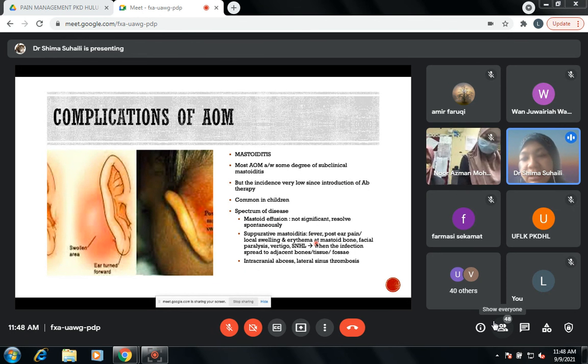Usually, they present with high-grade fever, post-auricular pain, with local swelling and erythema. Here, hot and red. Very bad. Some of them can present with facial paralysis, vertigo, and also profound hearing loss. This happens because the infection spreads to the adjacent bones, tissue, and foci. And lastly, mastoiditis can be complicated with intracranial abscess and also lateral sinus thrombosis. So this is a red flag. If a patient who has AOM presents with symptoms of mastoiditis, we have to refer this patient to the hospital because they can have an intracranial abscess.